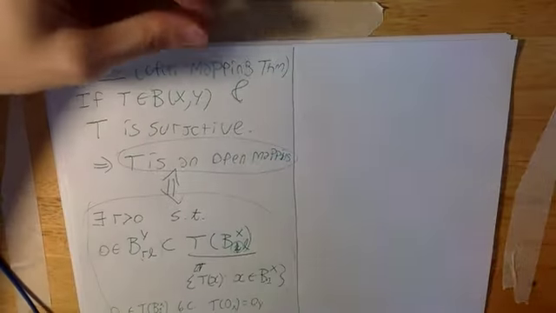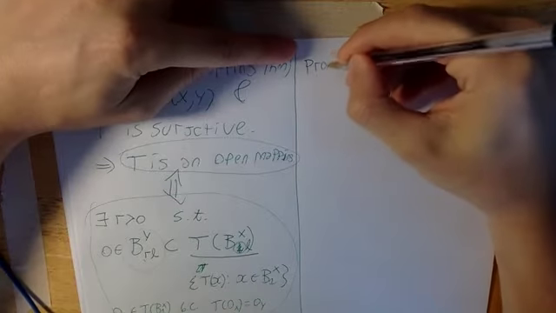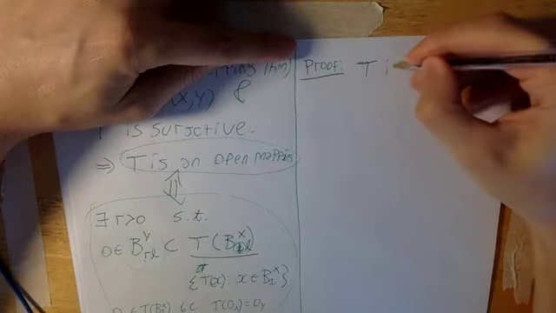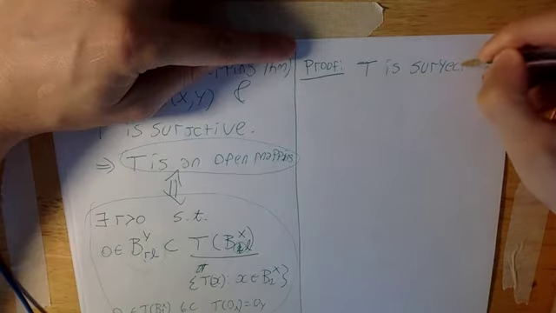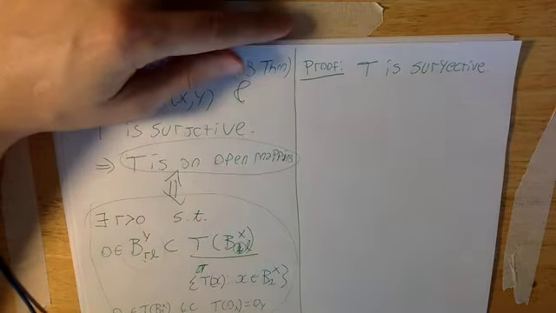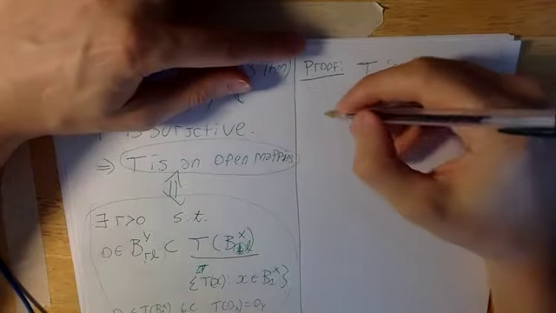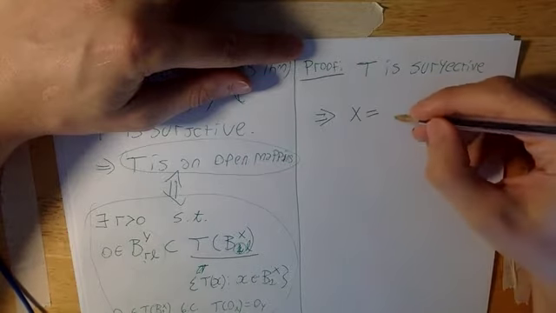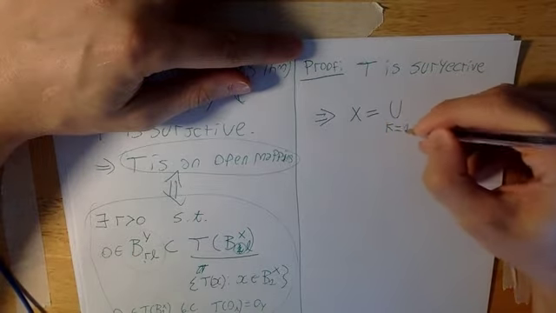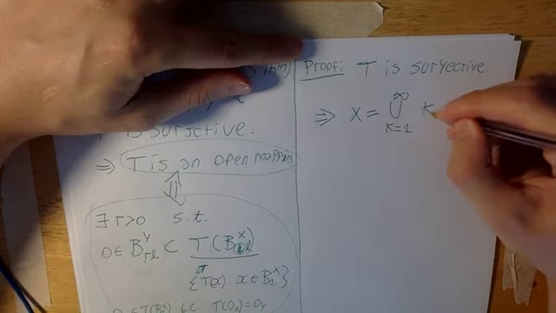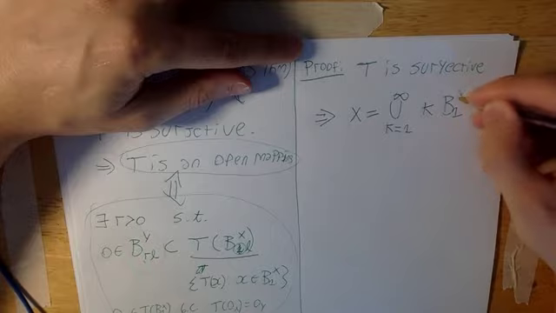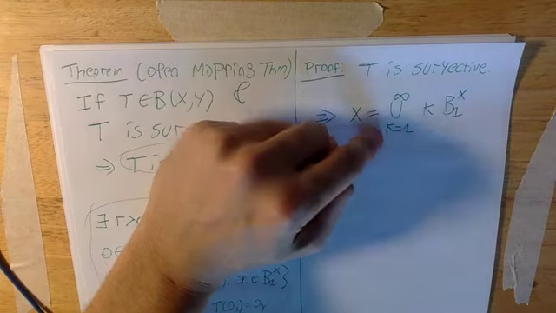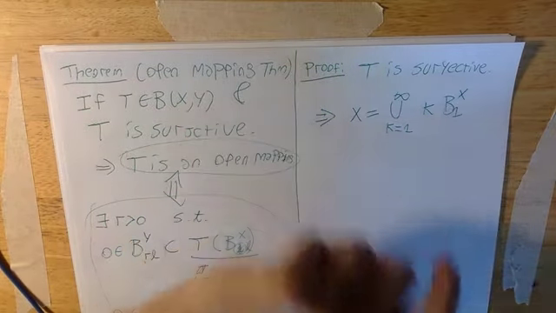Okay, so for the proof of this, we're going to use the Baire category theorem, and let's see how we use this. T is surjective, then this implies that X is equal to the union over k equals 1 up to infinity of k times B1(X). So this is the ball of radius k around 0, and we take k going from 1 to infinity.